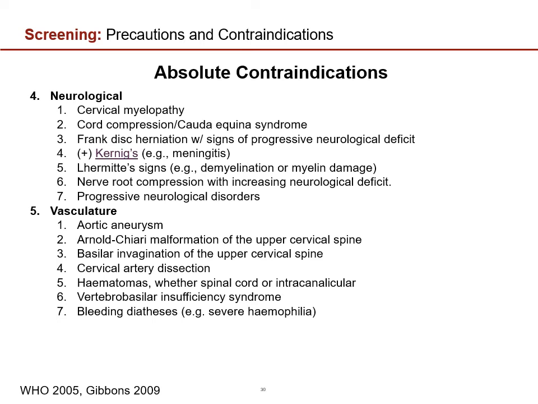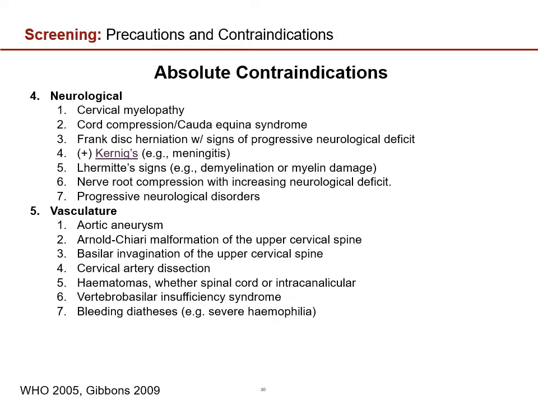Okay, and then neurological conditions, including myelopathies, cord compression, cauda equina, any progressive neurological deficits, be it due to disc herniation or even a nerve root compression. If there's a progressive or acute nature and an evolving neurological insult, then spinal manipulation really is not indicated and should be avoided. Progressive neurological disorders, as well as inflammation or demyelination of the central nervous system that can be discerned through Kernig's sign or Lhermitte's sign.